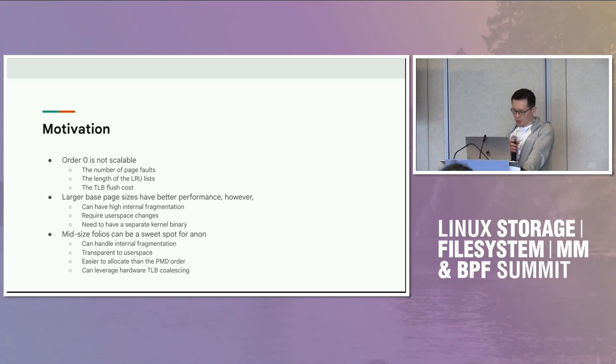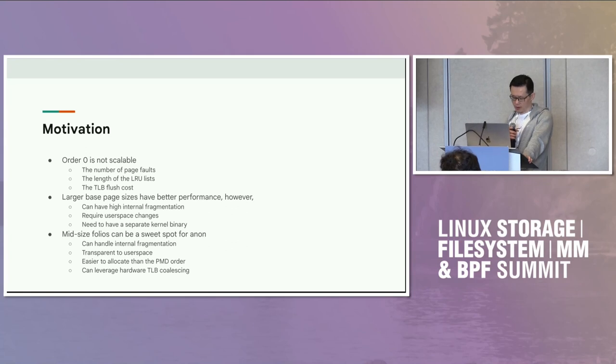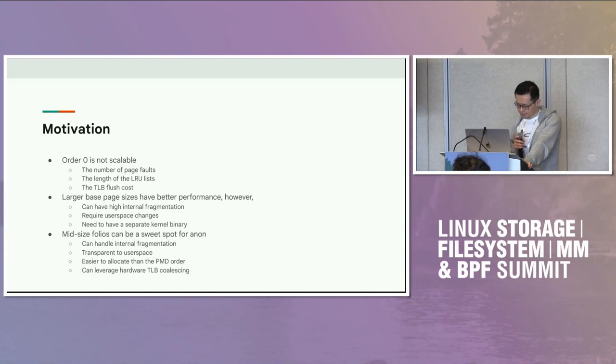Motivation here. Order zero is not scalable, so we have a number of problems. The first one is page faults. Matthew just talked about scalable page faults, so this one is obvious to everyone. The second one is the length of the LRU lists. On a phone with 4 gig or 8 gig of memory, you get a million or 2 million pages on your LRU lists. The third problem is TLB flush cost. On x86 we have to do IPIs, which means for each 4K page we have to send one IPI to flush the remote CPU TLB cache.